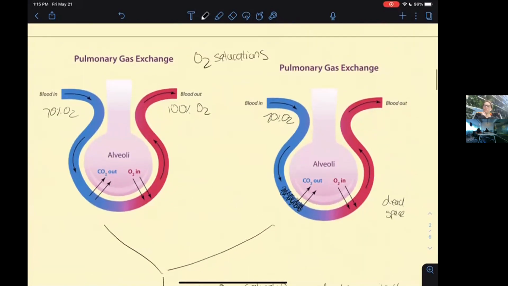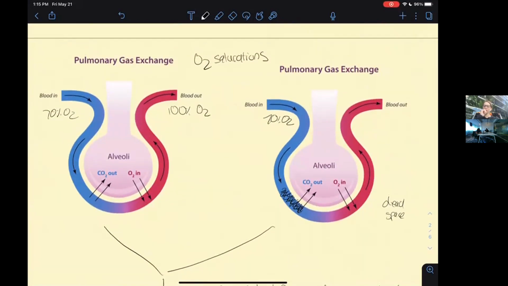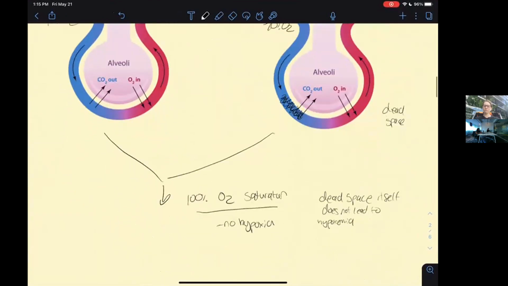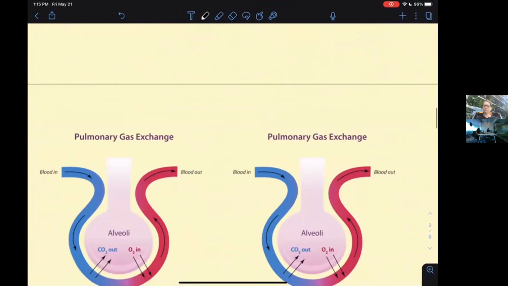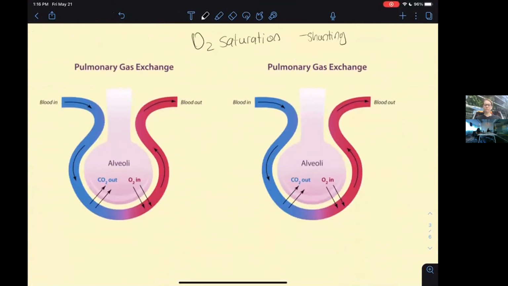So I think it's important to understand that even though you might have an obstruction in your blood flow, it doesn't actually impact O2 saturations. But if we think about O2 saturation in terms of shunting, that means in one alveolus, there's something wrong. It's not the blood, it's the air. So this is blocked off, and all the air gets shunted into the other alveolus, right?